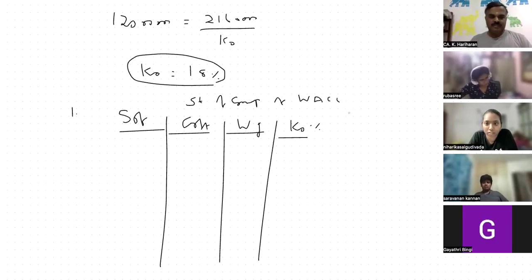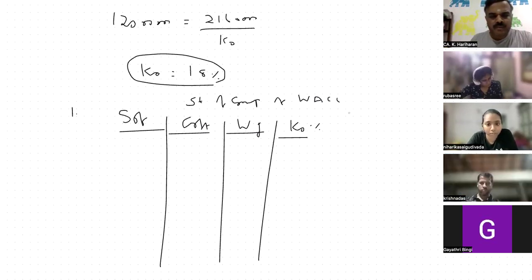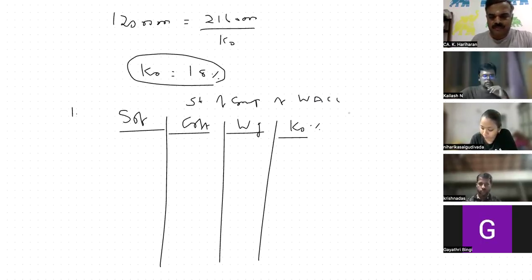In the first situation, we are having debt and equity. Debt fund and equity fund. Equity calculation, so that we can compute KO. The answer for the KO is 18%.